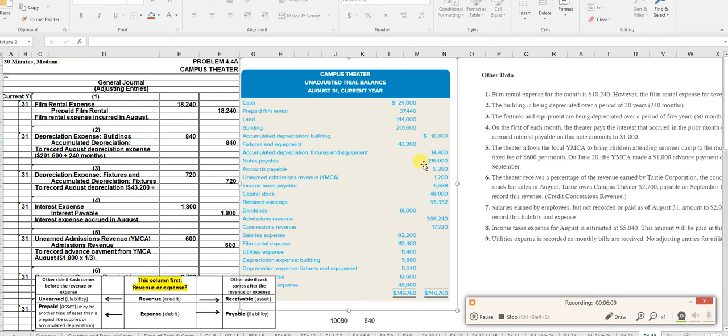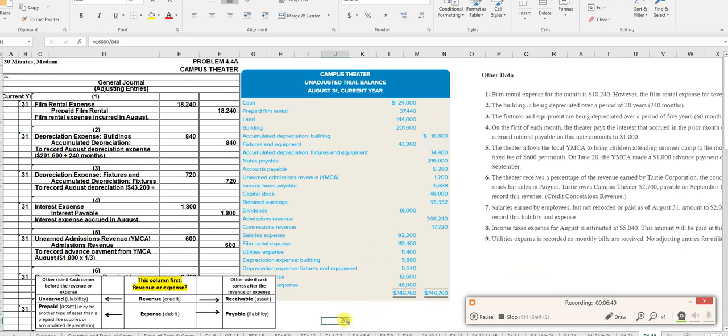So if I look at this building, it's got 16,800 in accumulated depreciation. And I know I'm doing it at 840, so I can tell how many periods have gone on this building. 16,800 divided by 840. I should say 20 months, not 20 years. Okay, so the building is 20 months old currently.